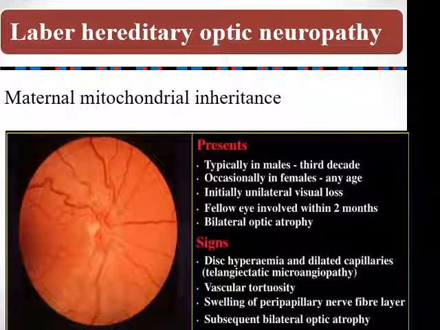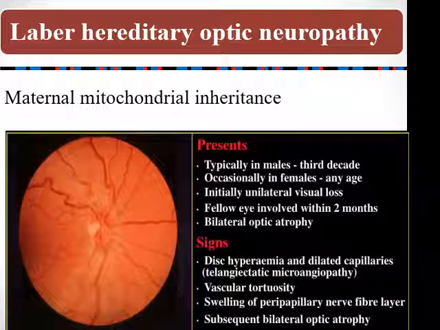Leber hereditary optic neuropathy leads to degeneration of the ganglion cell. It's caused by maternal mitochondrial inheritance. The typical presentation is a male in his third decade complaining of sudden, painless, unilateral loss of vision. Then the other eye follows after weeks or months.